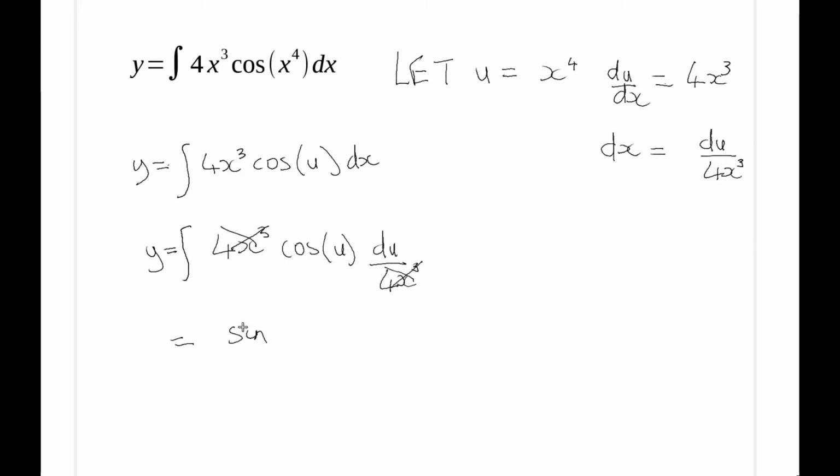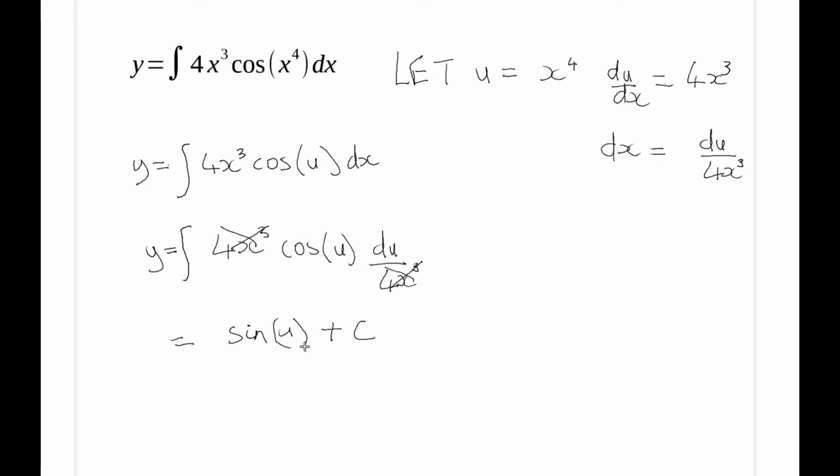Be careful of those minus signs. There isn't a minus sign on this one. Plus c, don't forget the plus c. If you're never sure about those minus signs, the best thing to do is to check the way you find easiest, which is usually to differentiate. So if I differentiate sine u, you get cos u, so I've gone back. That's always a good test.